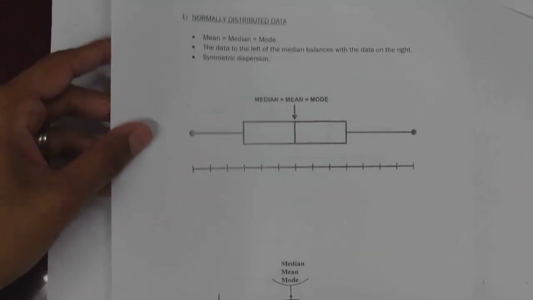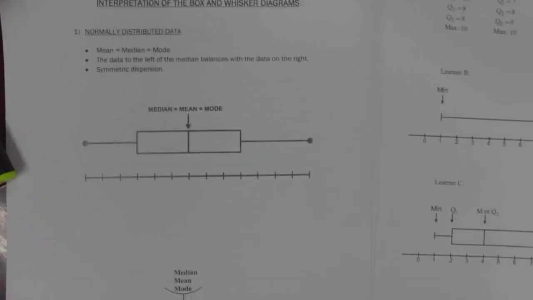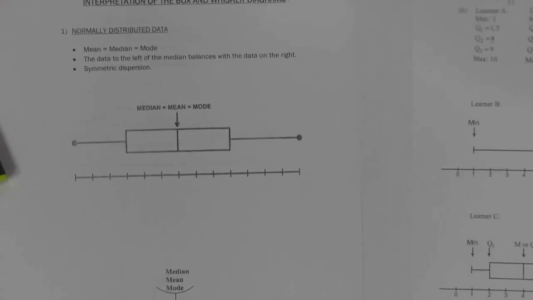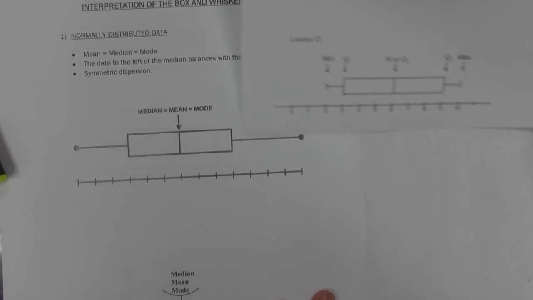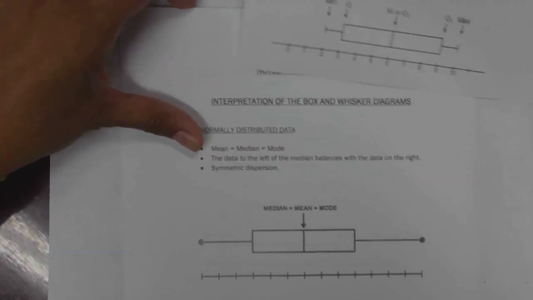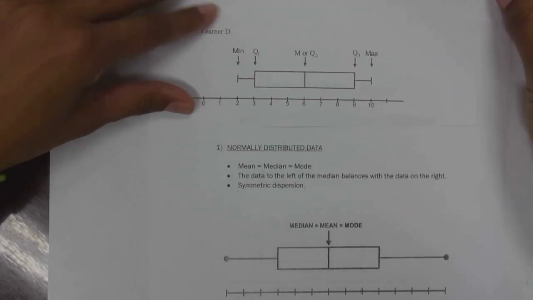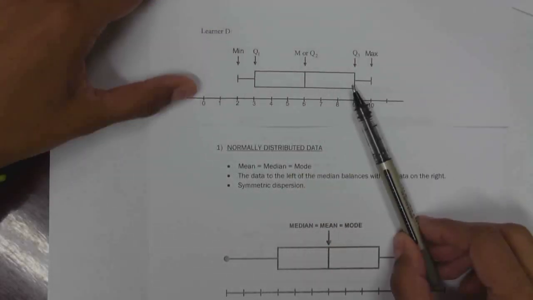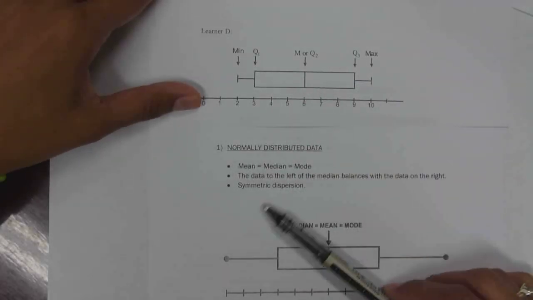Now, there are three different types of box and whisker diagrams. And you would notice in the exercise given to you, if I can put this next to it, you would have gotten three different shapes. And according to the answer, Learner D's box represents the diagram that I have in front here. Okay, so that's Learner D. It looks symmetrical. We'll check if it matches or corresponds with what I'm going to discuss now.